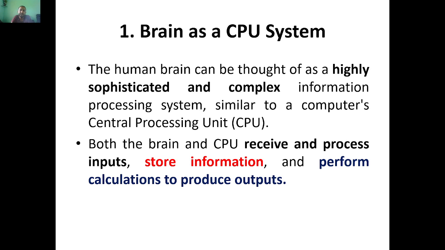The human brain can be thought of as a highly sophisticated and complex information processing system, which is similar to the CPU. That means it is a highly sophisticated and complex information processing system similar to the CPU, right? Nowadays we are having supercomputers and quantum computers. China has come up with supercomputers.